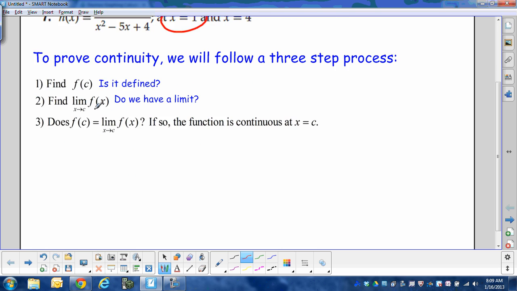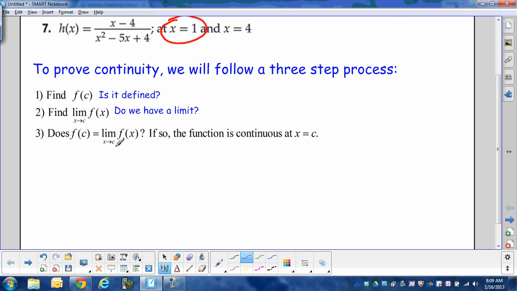Step 1 requires me to evaluate the function at the given value of c. So in this case, I'm going to evaluate f of 1. If I do that, I'm going to get 1 minus 4 on the top, which is negative 3. And on the bottom, I'm going to get 1 squared, which is 1, minus 5 times 1, which is 5, plus 4. If I work that out, I'm going to get negative 3 over 0.